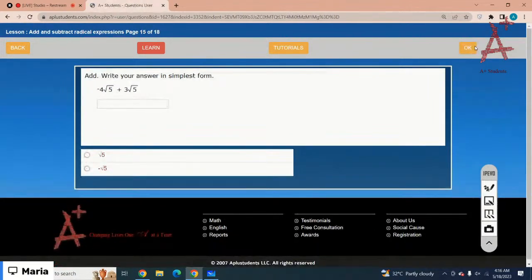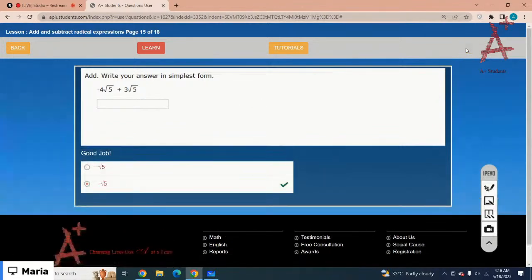Okay, the next one is negative 4 square root 5 plus 3 square root 5. So which is the correct option? Negative 4 plus 3 is negative 1. So it would be negative 1 square root 5. Option number 2 is the correct option. You can write 1 or you don't write it, they are exactly the same.